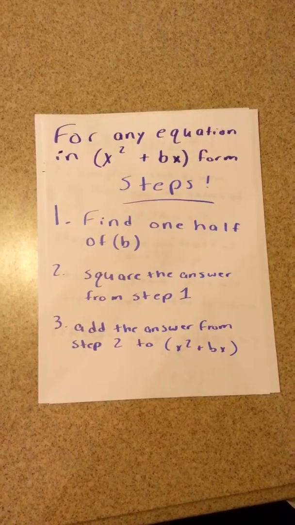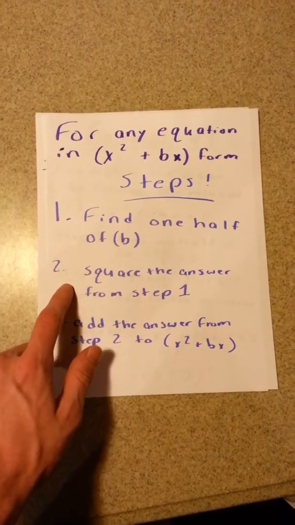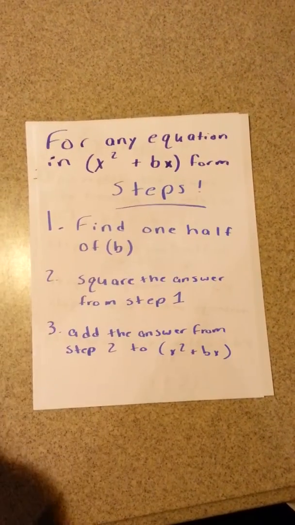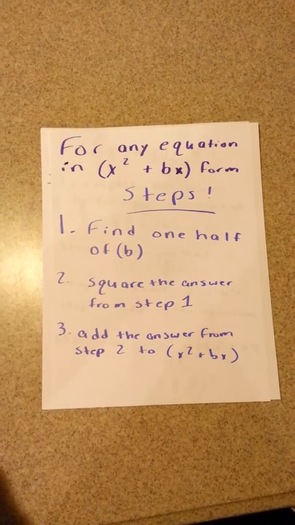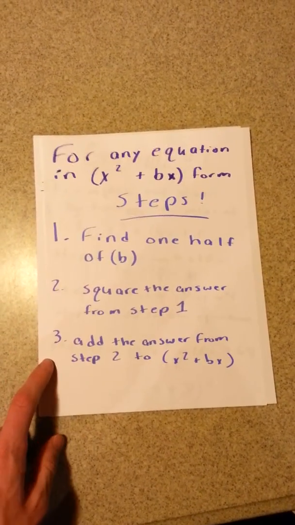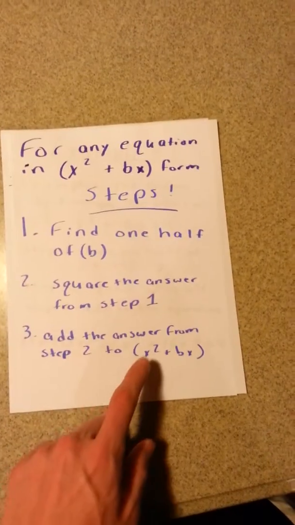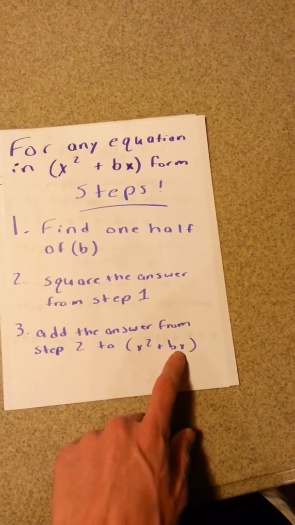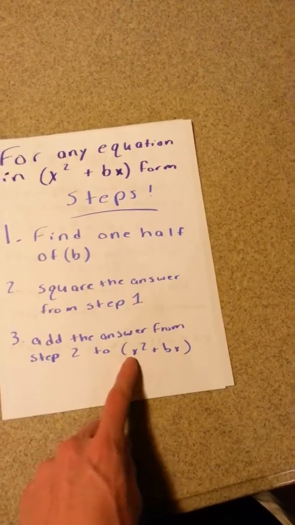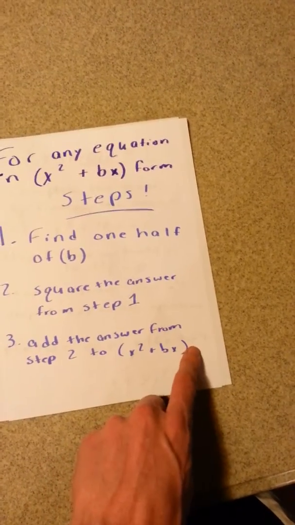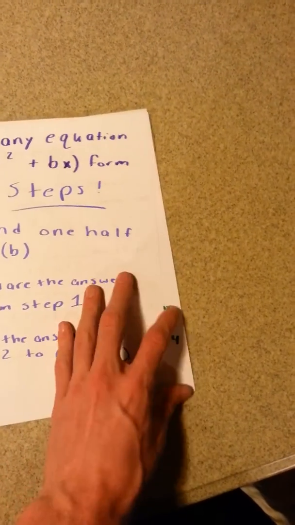Now once you find 1/2 of your b term, you're going to want to square the answer you get from the 1/2 of your b term. And then once you have that answer, you will add that to the end of your x squared plus bx. So if we call that c, it'd be x squared plus bx plus c. Pretty simple. Let's try an example.